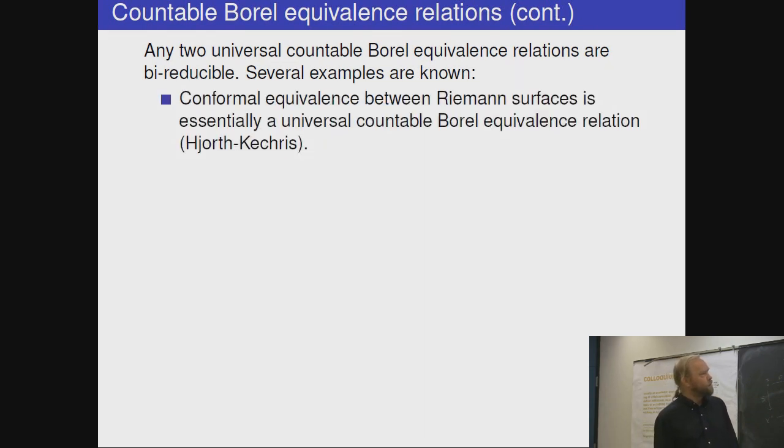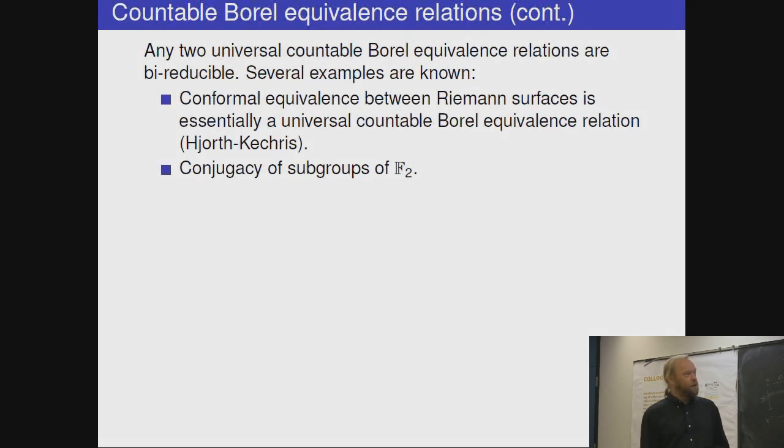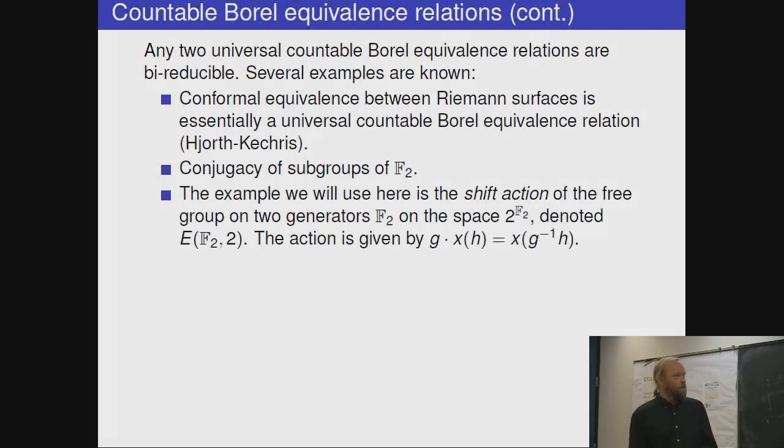Here are some examples. If you look at the formal equivalence relation of Riemann surfaces, it's not literally countable, but it's bireducible with something that is a universal countable equivalence relation. If we look at the free group on two generators, F2, which we'll come back to in a minute, and we look at subgroups of this up to conjugacy, I have to explain what I mean by coding these up as Borel equivalence relations on Polish spaces, but we can do that, and that's an example of a universal countable equivalence relation.